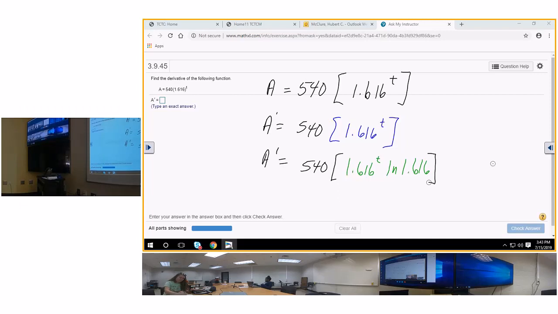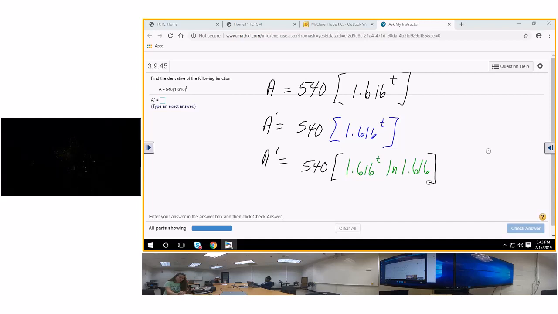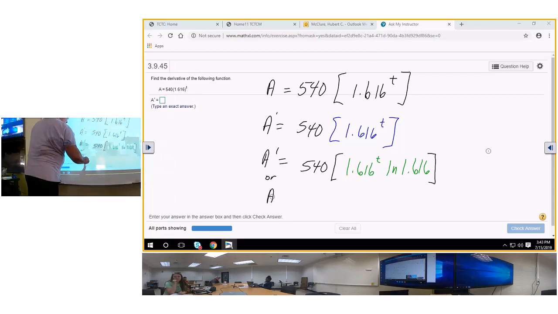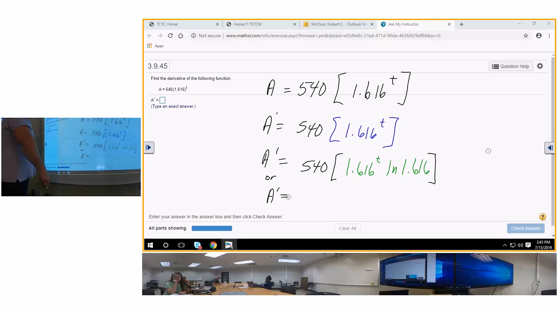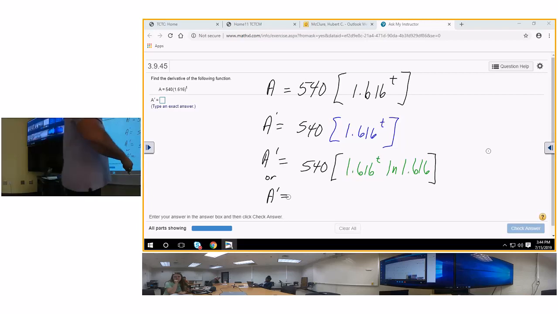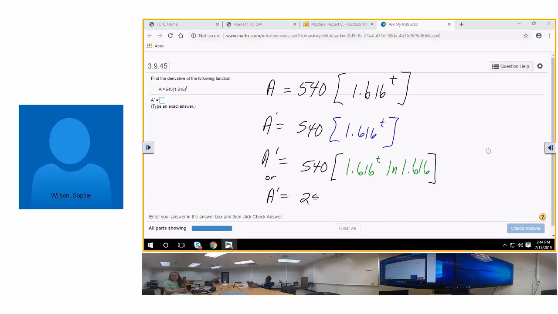Now, of course, could you take the natural log of 1.616 and multiply that by 540? Yes or no? Yes, because the natural log of a number is a number. So if you wanted to, somebody take the natural log of 1.616 for me. And I want you to make a note, because you need to, make the mental note of this. What is the natural log of 1.616? 0.4799. Okay, multiply that by 540. What do you get? 259.175.